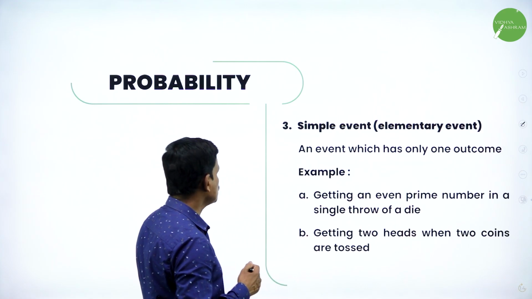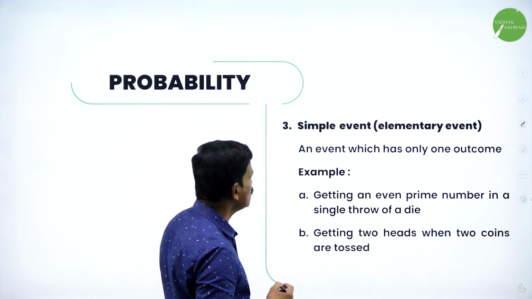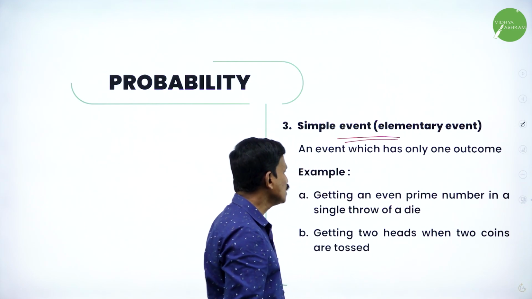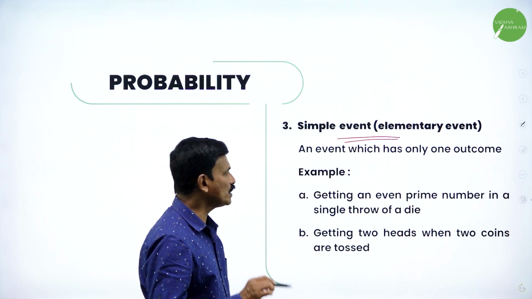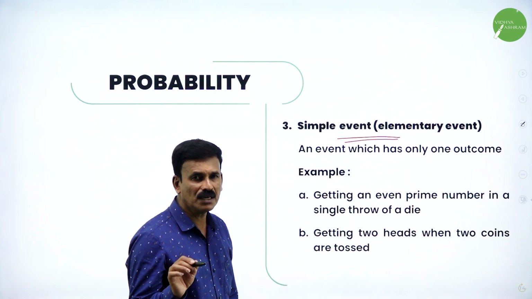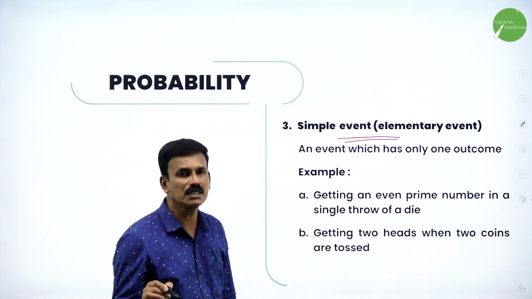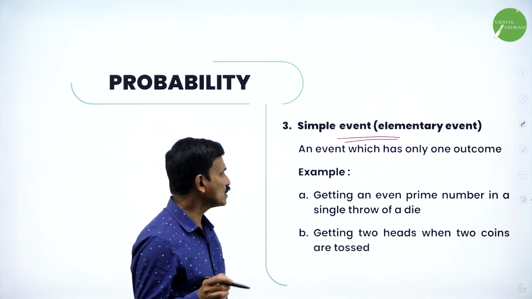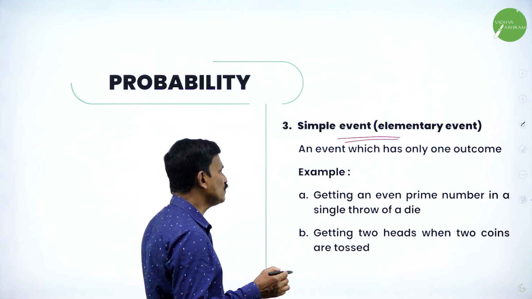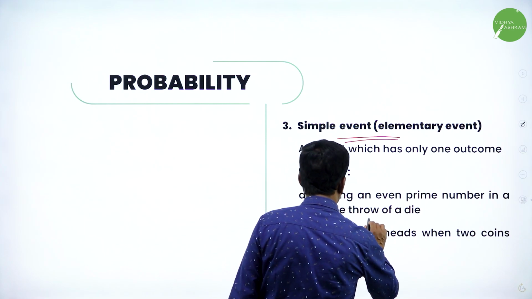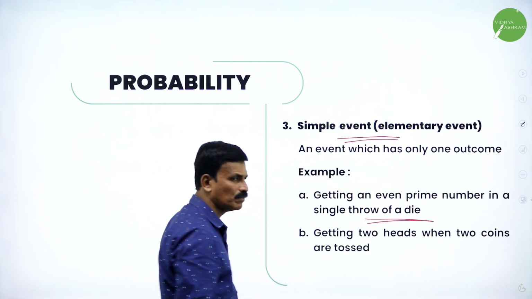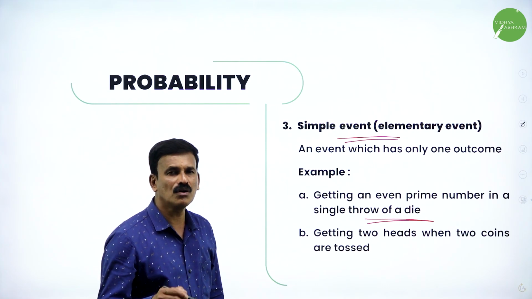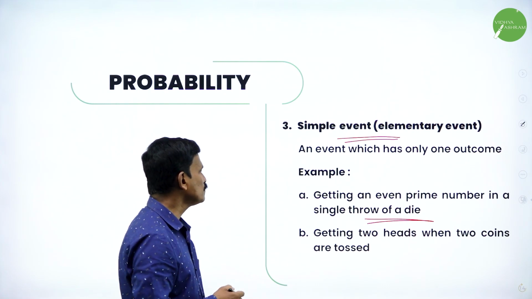Now, next, simple event, or it is also called the elementary event. That means an event which has only one outcome. An event having only one outcome is called an elementary event, or a simple event. Example, getting an even prime number in a single throw of a die. The even prime number in a single throw of a die is an example for a simple event.